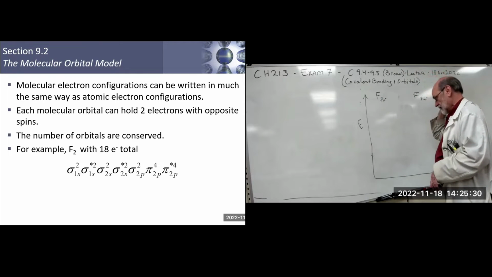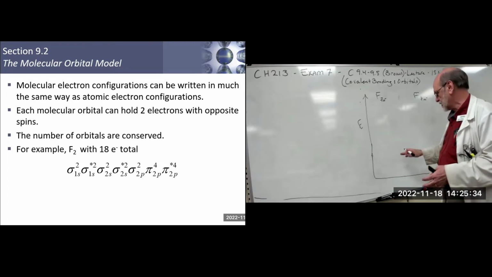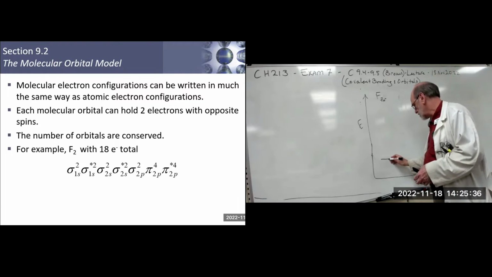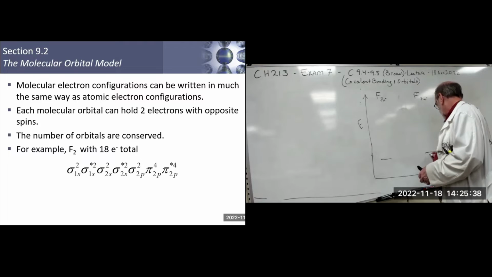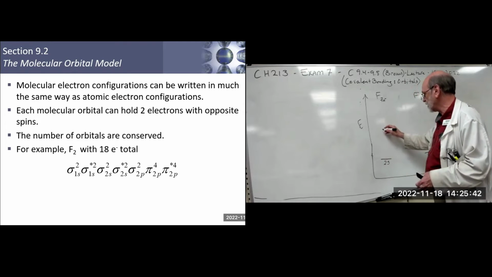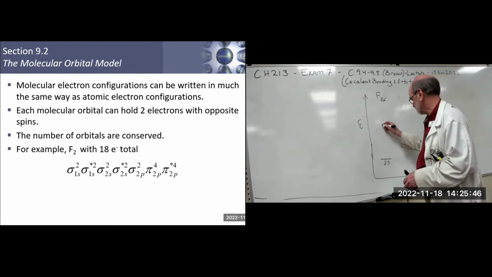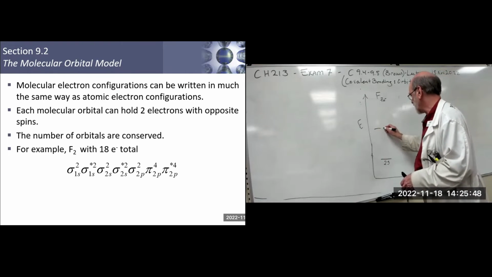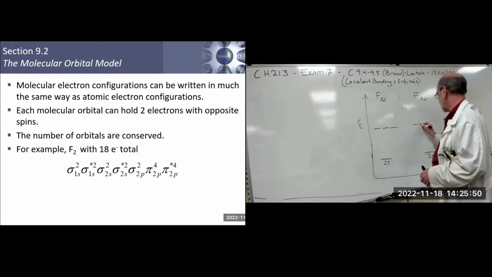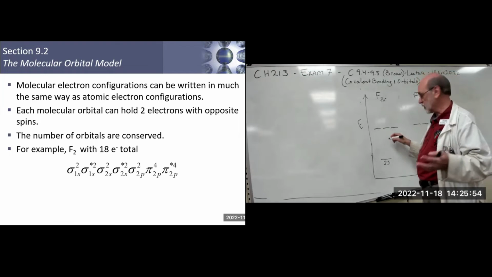Okay, so with the 1s down here, what's next? Well, we've got a 2s right there. And we have a 2p. Yeah, a 2p. But we've got 3 of them, right? We can have 3 sublevels for 2p's.